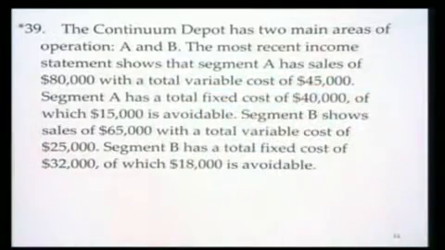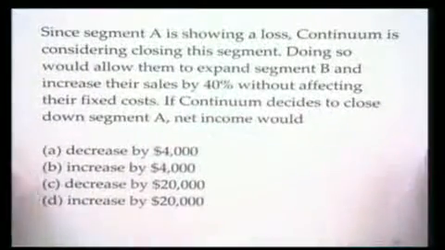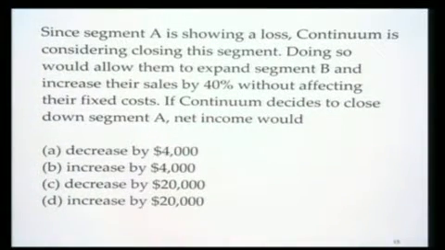All right, the Continuum Depot has two main areas of operation, apparently A and B. The most recent income statement shows Segment A has sales of $80,000 with a total variable cost of $45,000. Segment A has a total fixed cost of $40,000, of which $15,000 is avoidable. Segment B shows sales of $65,000 with a total variable cost of $25,000. Segment B has a total fixed cost of $32,000, of which $18,000 is avoidable. Okay, that's a lot here. Since Segment A is showing a loss, they are considering closing the segment.